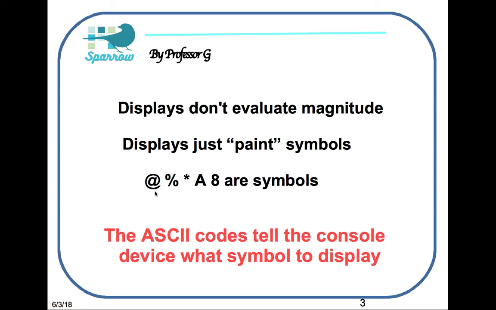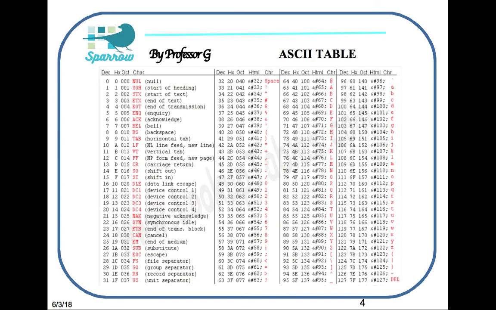And keyboards are just interested in telling you, the computer, what symbol you actually typed on the keyboard. It's the ASCII codes that tell the console device what symbol to display, and similarly the ASCII codes tell the computer what key on the keyboard you actually pushed. So let's just take a quick look at the ASCII codes. And this is the very traditional ASCII code table.